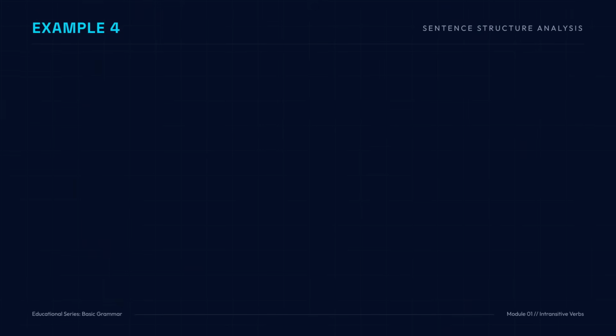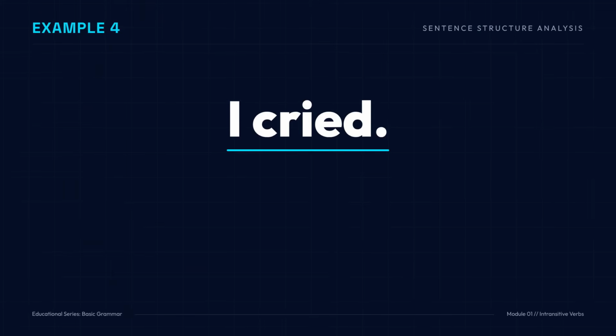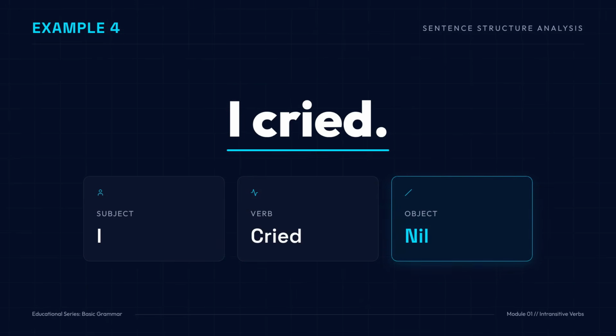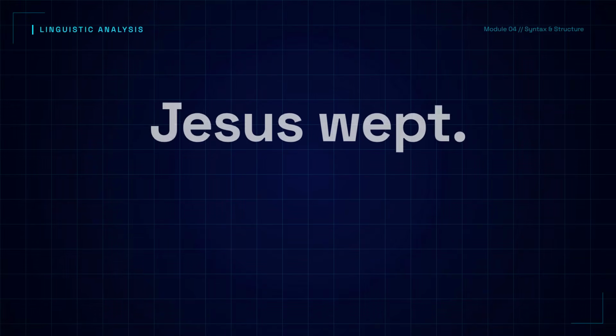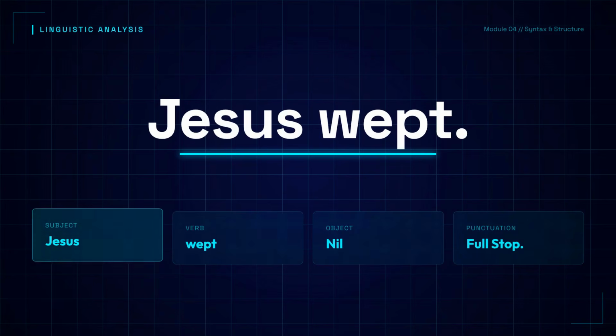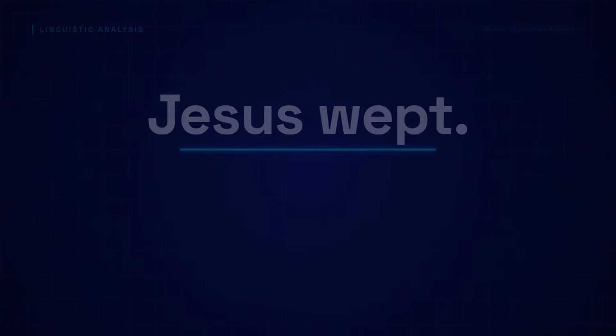I cried. Subject, I. Verb, cried. Object, nil. Remember, sometimes there is no object. Ends with the punctuation mark, full stop. Jesus wept. Subject, Jesus. Verb, wept. Object, nil. Ends with the correct punctuation mark, full stop.